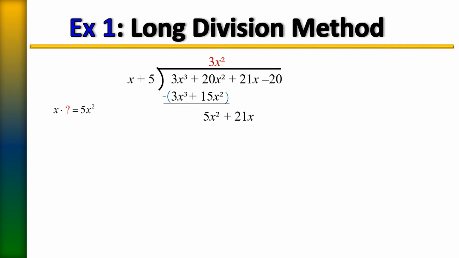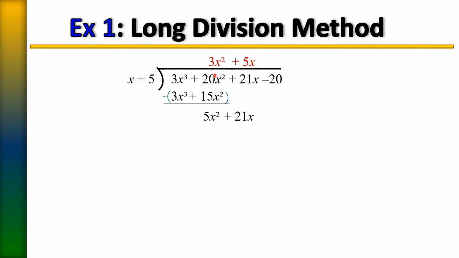You're going to place it right above the x's, and you always know what the next one is going to be, because if this first term is a squared term, the next term will be x, and then the next term is going to be a constant. So yes, I would need to multiply this with 5x in order to get 5x squared. So we place it above the x's. And again, we're going to multiply it with both terms in the divisor.